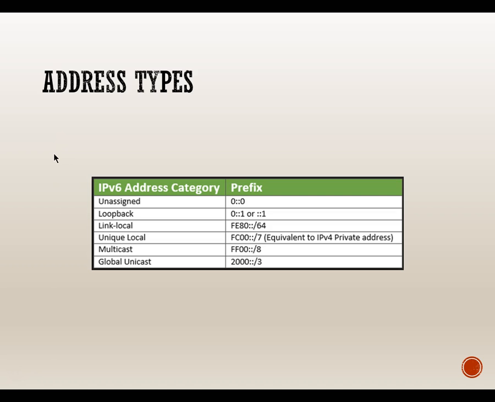We have unassigned, which is 0::0. Remember, IPv6 is going to be a hexadecimal number. It's going to be 128 bits written in hexadecimal format, which beats having to write it in binary. The loopback address for IPv6 is ::1, where in IPv4 we have 127.0.0.1 for our loopback. ::1 is going to be the loopback address, the troubleshooting address for IPv6.